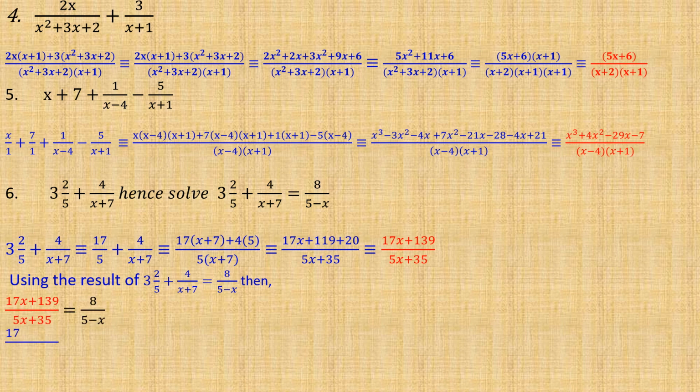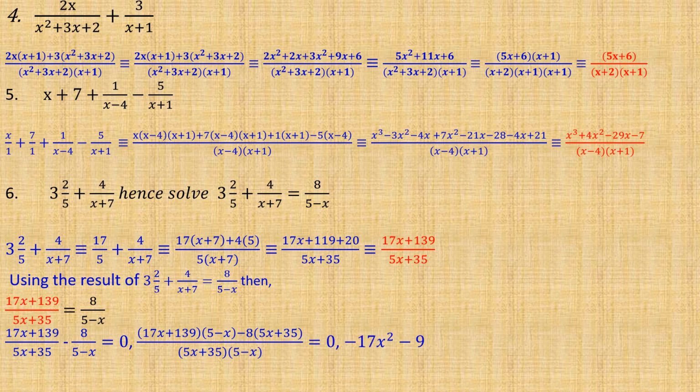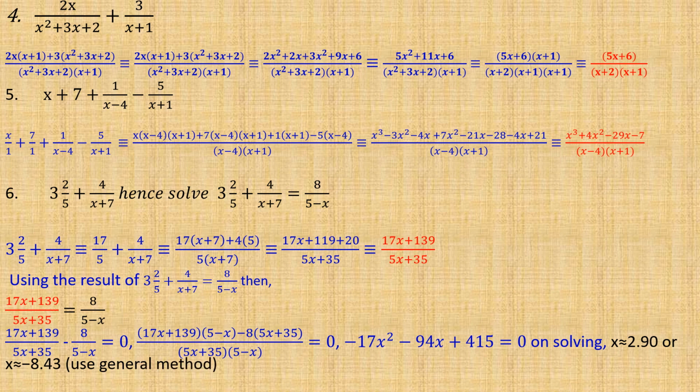So we equate now in the next level. Collect like terms such that the right hand side remains with a 0. Simplify, get the lowest common multiple by multiplying the denominators. Simplify everything. You come up with a quadratic equation whose constant a is negative 17, constant b is negative 94, and constant c is 415. So we shall use any method, and for this I decided to use the general method, and ultimately the respective values of x are 2.9 approximately, because I rounded off, and that is 2.90 and negative 8.43. You can put it to 4 decimal places just to increase the level of accuracy.